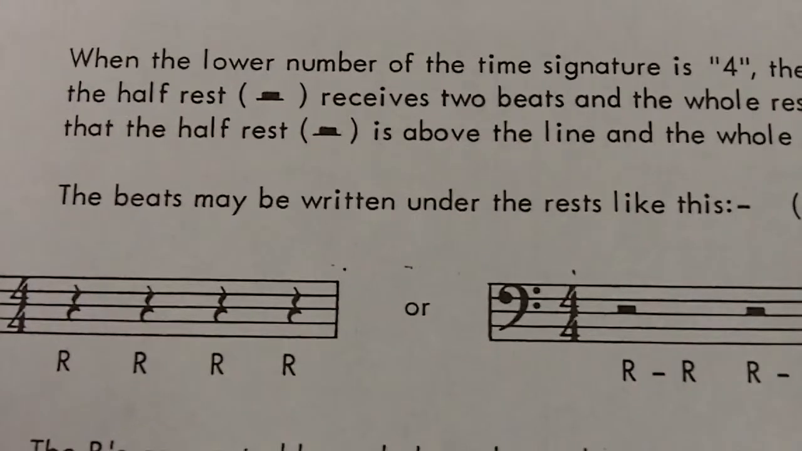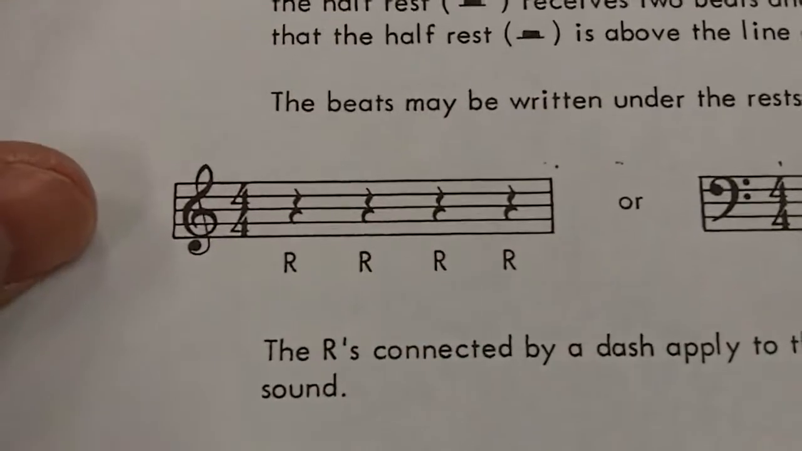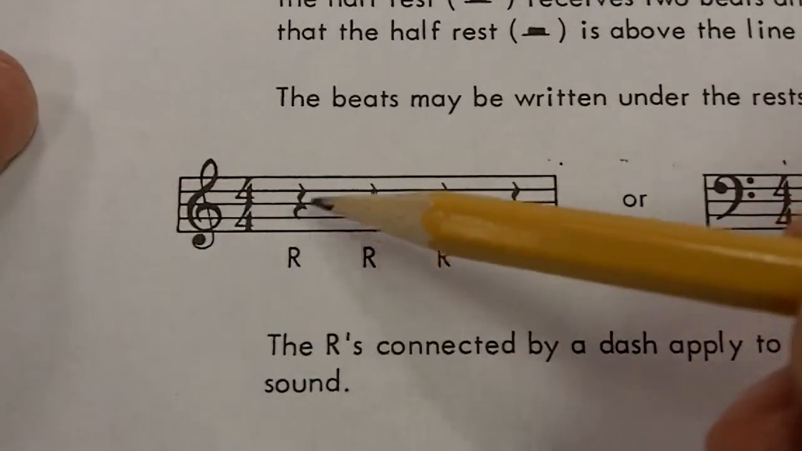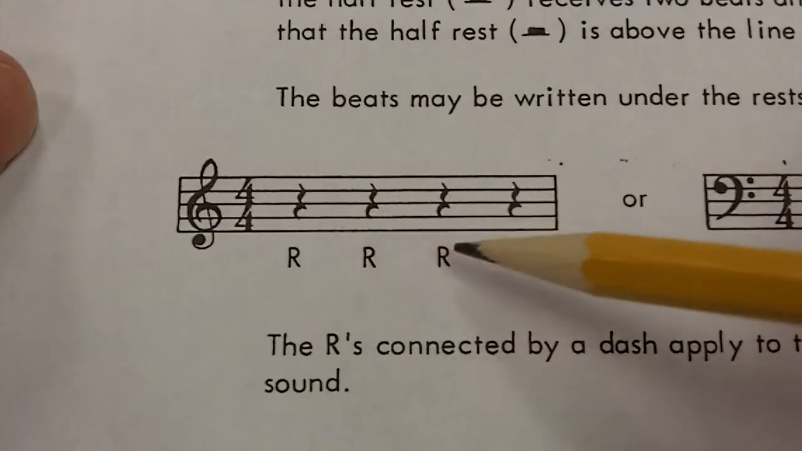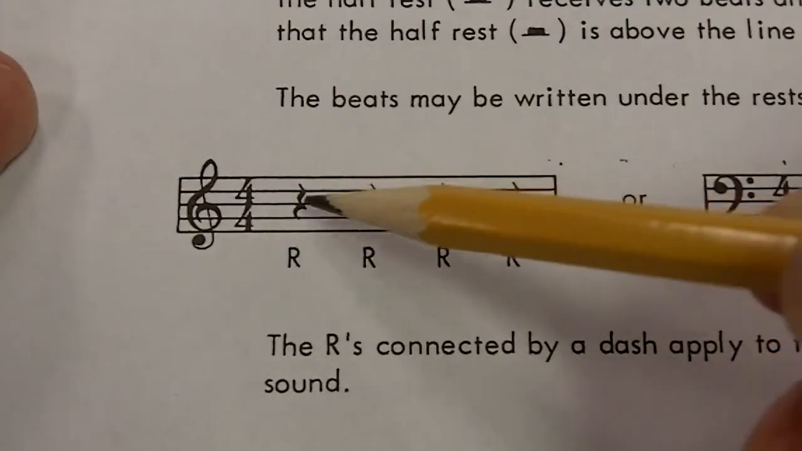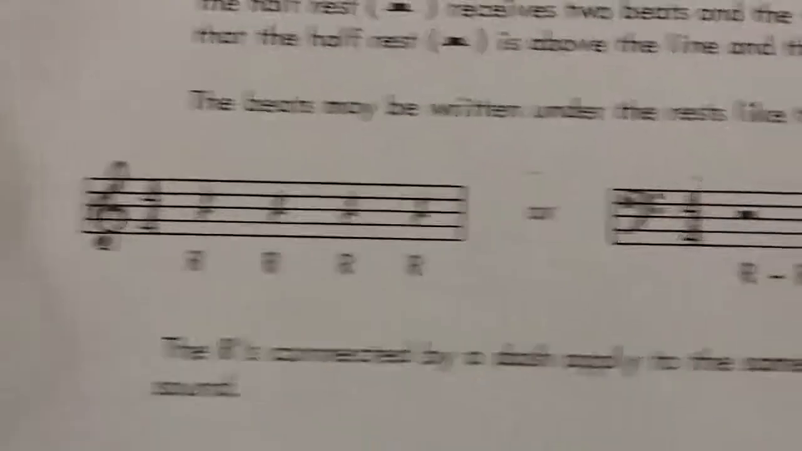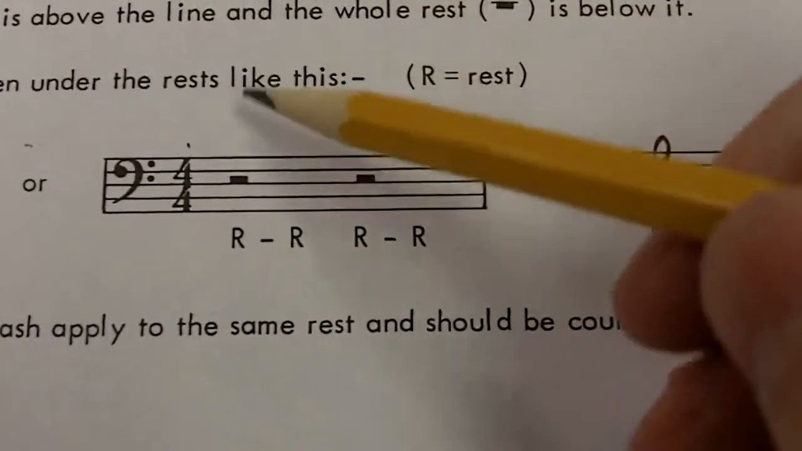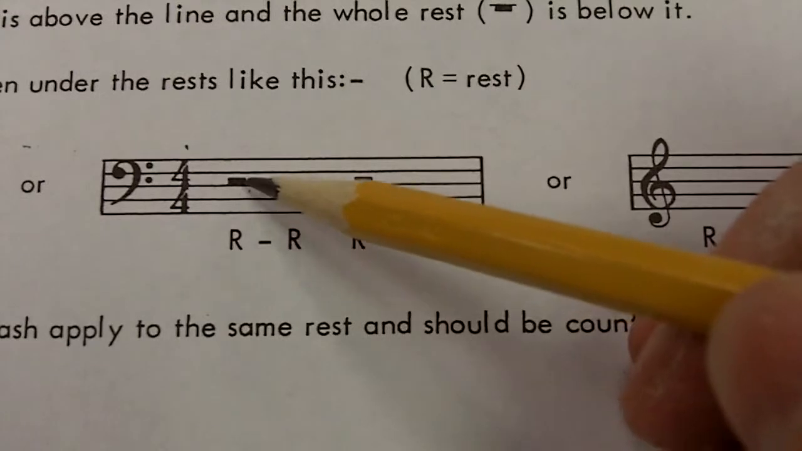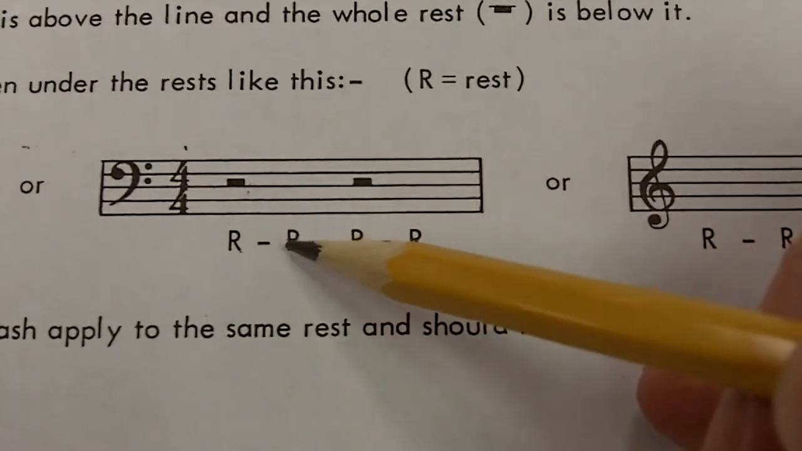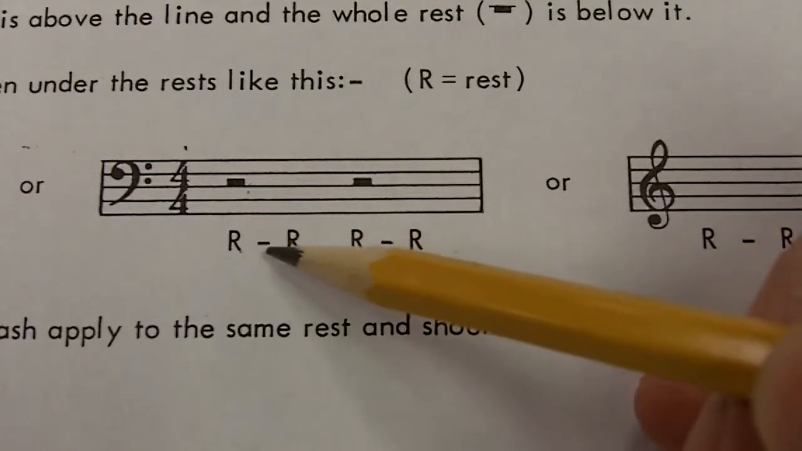The beats may be written under the rest like this. Remember how if these were notes, we put 1, 2, 3, 4. Well, anytime you see a rest, we're just going to represent that with the R. Then over here, notice we have a half rest. That's going to be worth 2 beats, but we show it by putting 2 R's, and then we have to connect it with a dash.